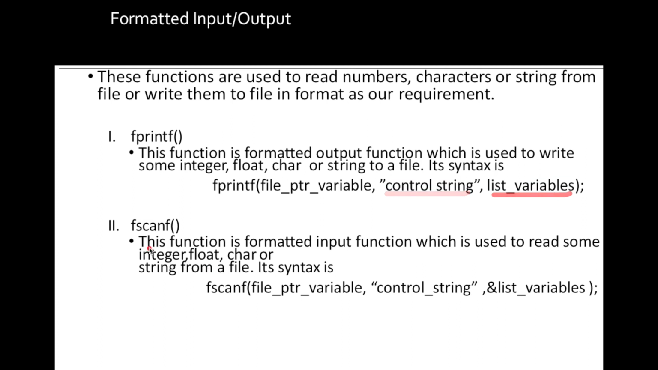In the same way, the fscanf function is used to read data from the file. The syntax of fscanf is file pointer, control string, and then ampersand variable name, because it will read the data from the file and write it into this variable. In fprintf, the data will be written into the file pointed to by the file pointer. Okay, so let's see one example.